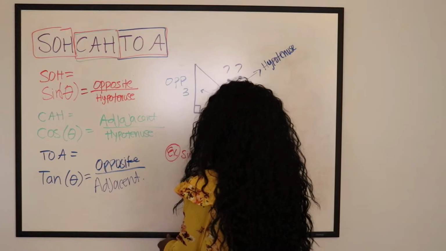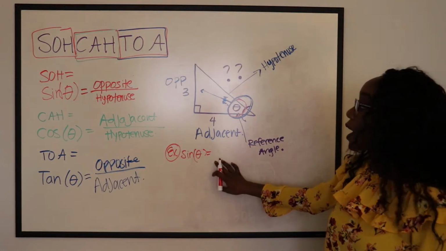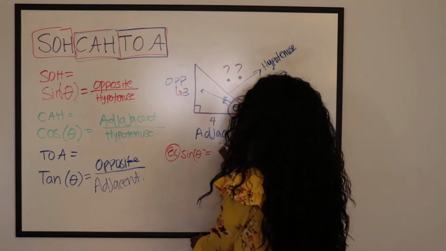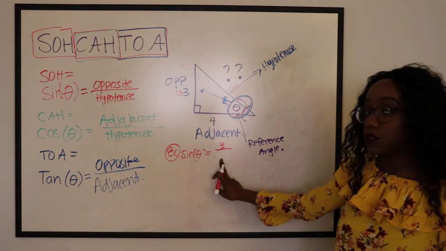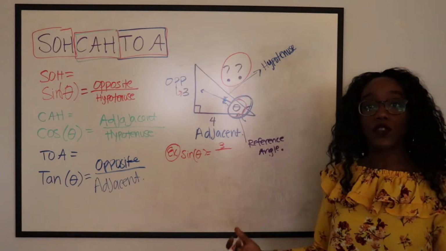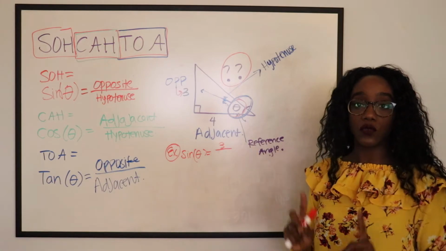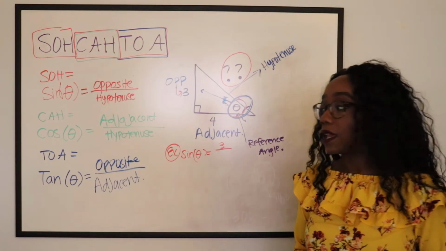Sine. All right, so where's our opposite? Our opposite is here, which is 3. So it's going to be 3 divided by, now the hypotenuse. We need to know the hypotenuse, but this is a big question mark. We don't know what the hypotenuse is, do we? So we have to take a moment to do the Pythagorean theorem to make sure we can figure out what the hypotenuse is.